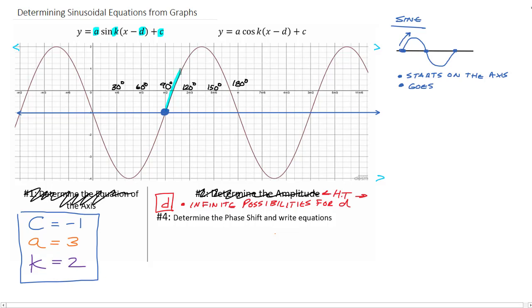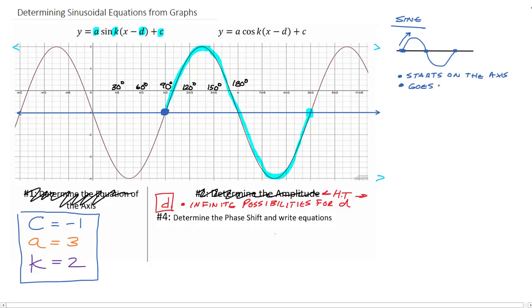Look, here's sine, right? Starting on the axis, not on 0, starting on the axis. That's why we need to draw that axis in. That's why I was so repetitive about drawing the axis in at the start. Look, it starts on the axis, goes up, down, and back. So we're looking for that starting point. So what's that starting point?